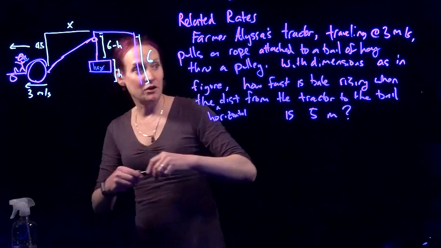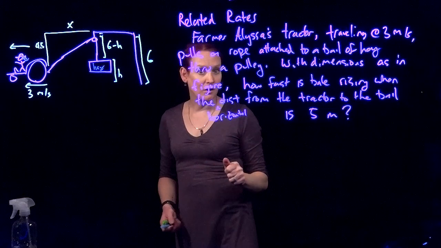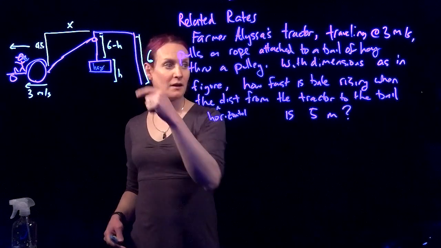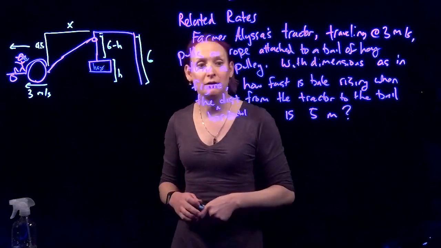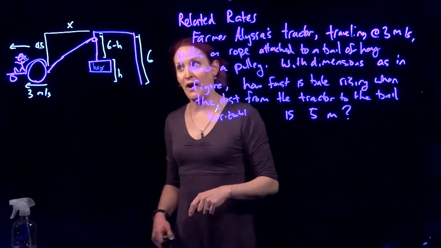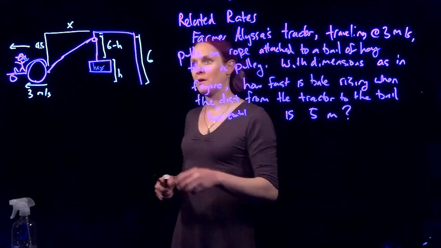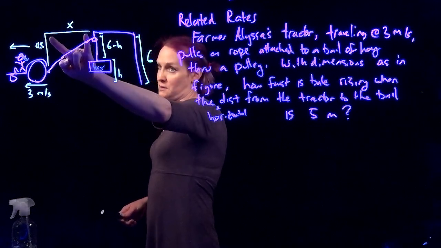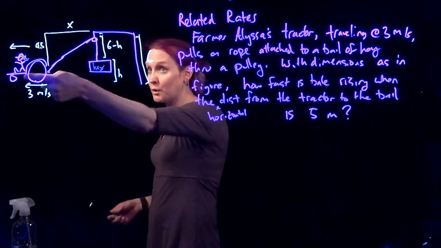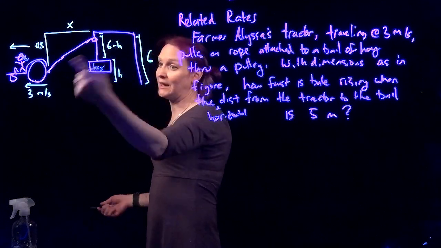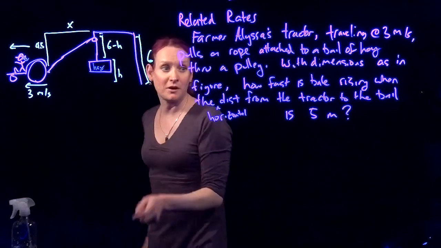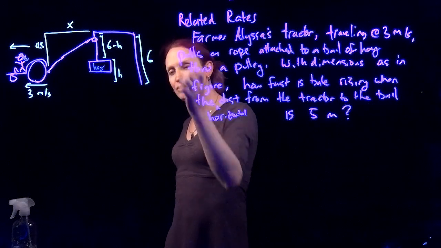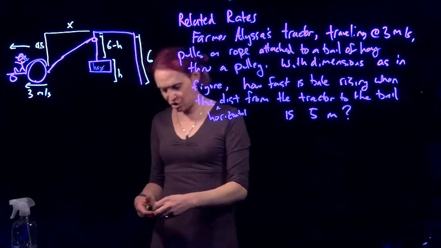Then we want to know how fast the bale is rising when the horizontal distance from the tractor to the bale is 5 meters. This horizontal distance is changing because the tractor is moving, right? So dx dt is 3 meters per second, and we want to know how fast the bale is rising. The height of the bale is h, and so we want to know dh dt.